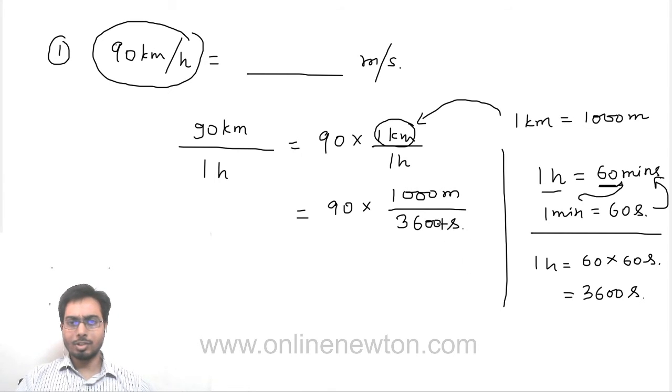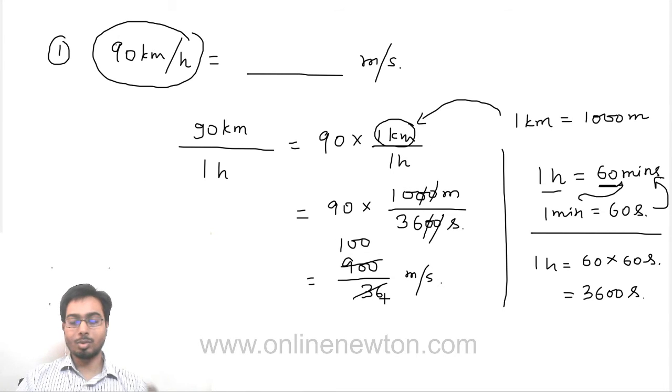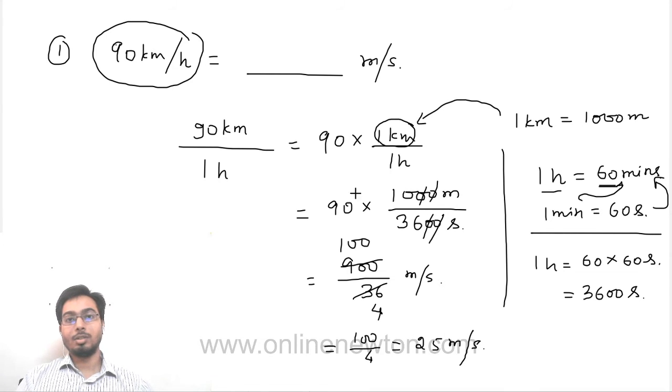Rest the calculation. So I can remove two zeros from here, and then you will see it as 900 upon 36 meters per second. Further calculation will tell you can divide up and down by 9 and 9. So 9 will give you 100 and this will give you 4. And ultimately 100 by 4 is going to give you 25. See how simple an answer we have got. So that's the answer. 25 meters per second. That's it.